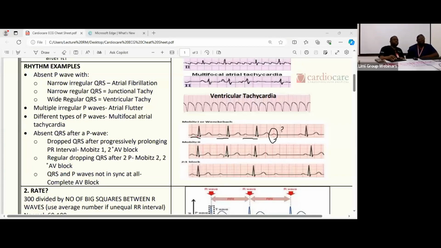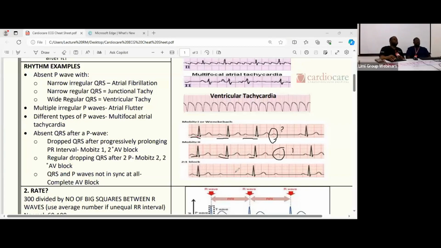Now in Mobitz 2, the PR is the same. PR is the same, and then suddenly just a P wave and no QRS. All of these are AV nodal blocks. So at that AV node, remember I say P wave, atrium, AV node, where everything comes together for the goal, to the ventricle.